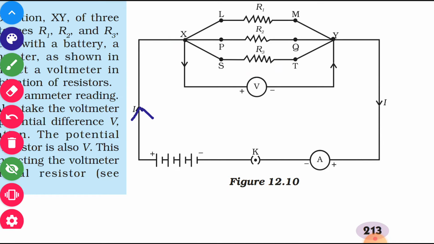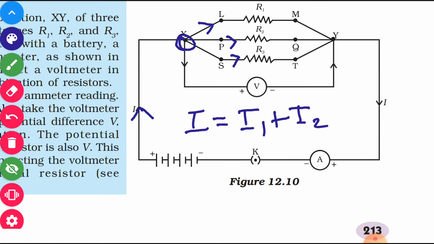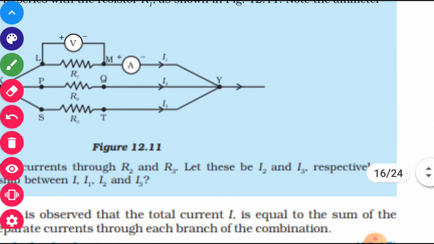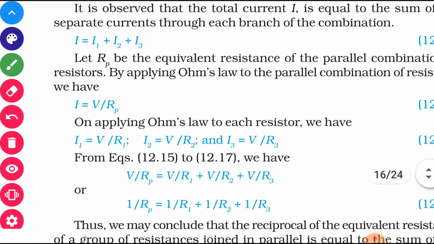Then that current is divided from point X in 3 different parts. One is I1, the second one is I2, and third one is I3. So we can say I is equal to I1 plus I2 plus I3. So total current is the sum of these 3 segments. Now we can easily calculate.